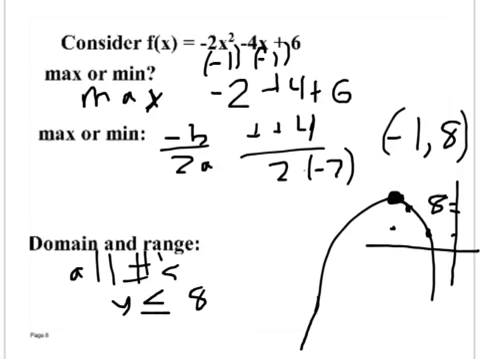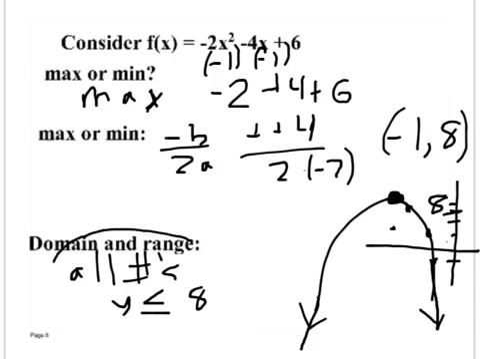Can we have a 7? Yeah. Can we have a 6? Yes. Can we have a negative 1? Yeah. Can we have a negative 50? Yeah. Eventually it will go down to negative 50, won't it? Because it keeps going down, right? That's what it looks like. So y can be anything less than or equal to 8.